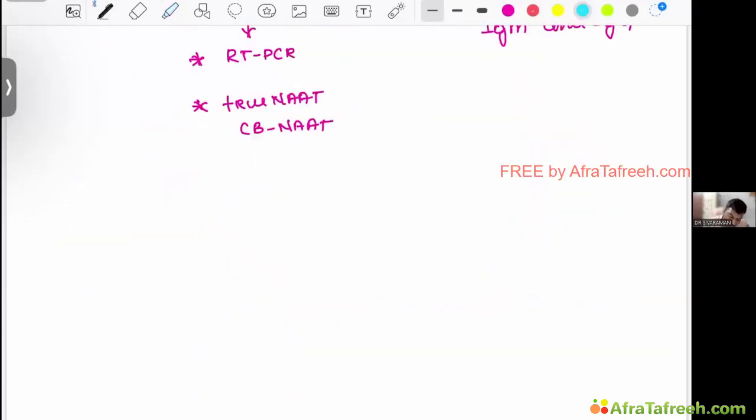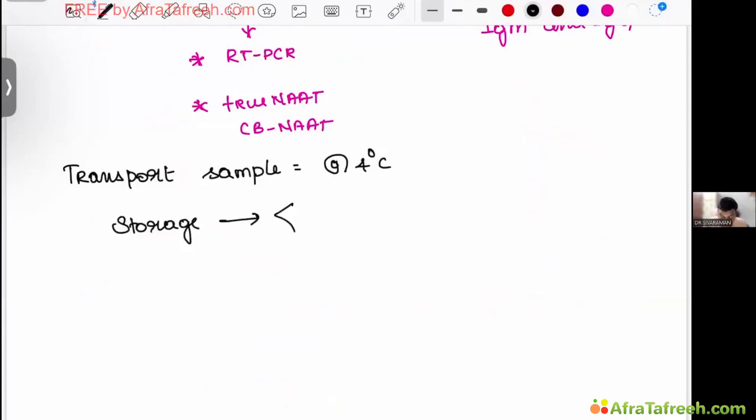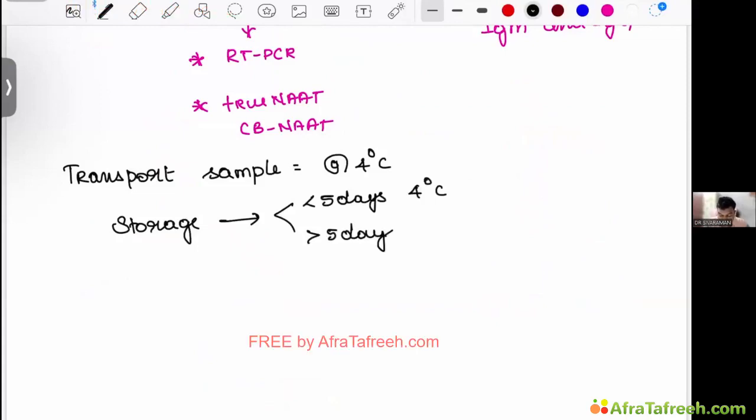Whenever you transport the sample, you will transport it at 4 degrees Celsius. Once it reaches the lab, if you want to store it for less than 5 days, you can store the sample at 4 degrees Celsius. If you want to store it for more than 5 days, then you have to store it at minus 70 degrees Celsius. So that is a very important thing.